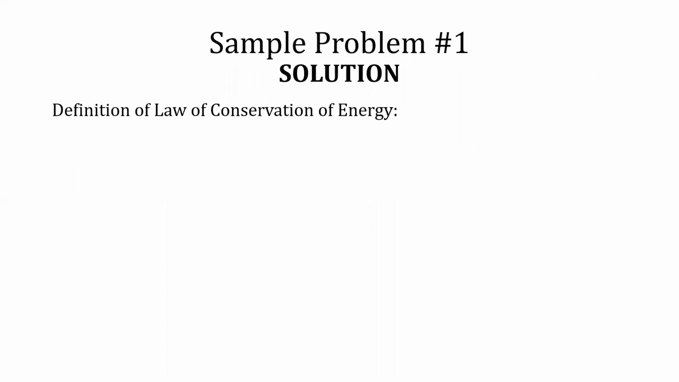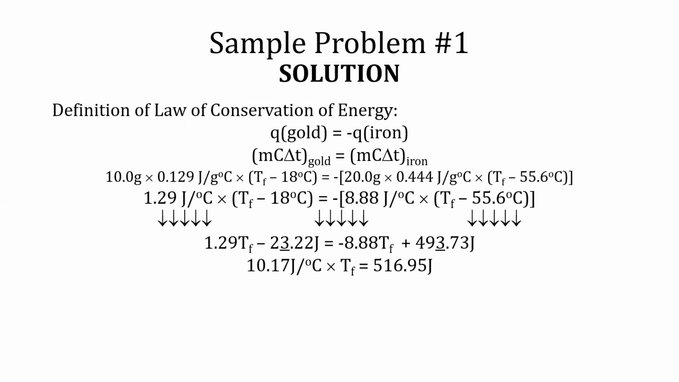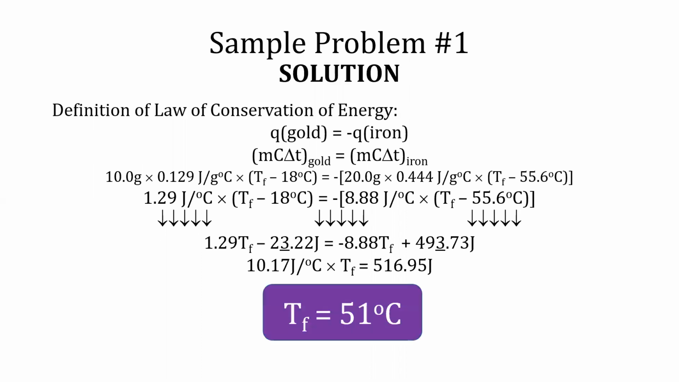The solution to this problem is to use the definition of the law of conservation of energy, which for this problem is Q gold equals negative Q iron. After plugging in all the values and grouping all like terms, TF, or final temperature, is 51 degrees C.